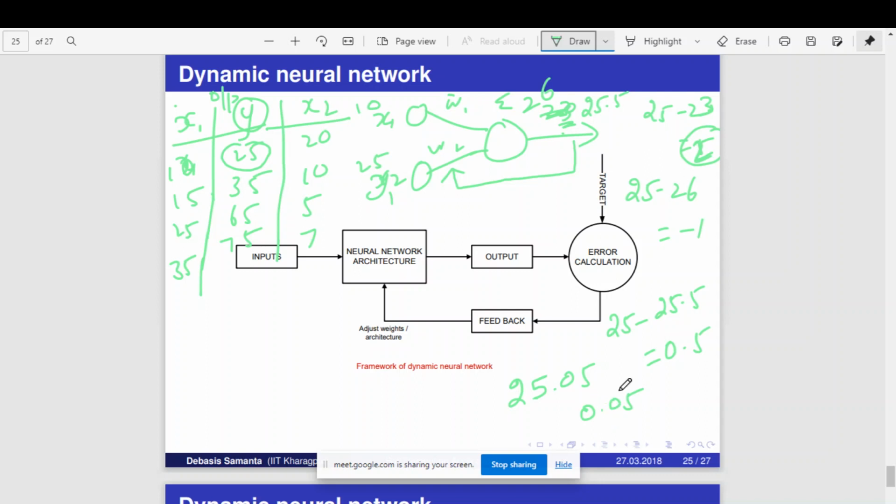When it is 0.05 or something like this, you may try to ignore it. Or again if you give it as an input, finally you may get the output as 25. Now 25 minus 25 is 0. So now you can assume that this is the optimal weight, right? So this is how the neural network learns.